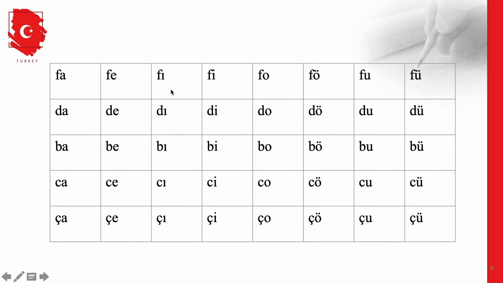Fa, fe, fı, fi, fo, fö, fu, fü. Da, de, dı, di. Do, dö, du, dü. Ba, be, bı, bi. Bo, bö, bu, bü. Ca, ce, cı, ci. Co, cö, cu, cü. Ça, çe, çı, çi, ço, çö, çu, çü.